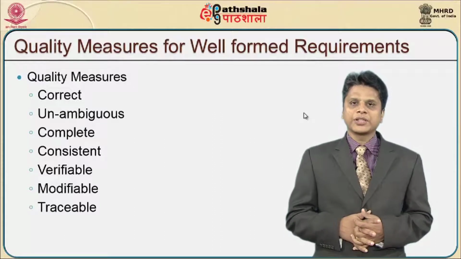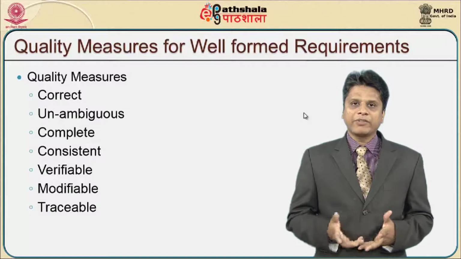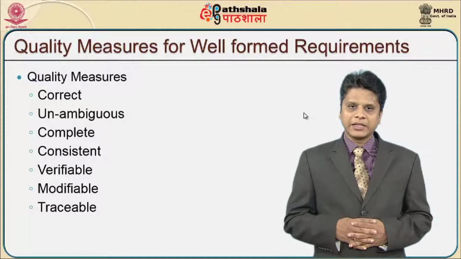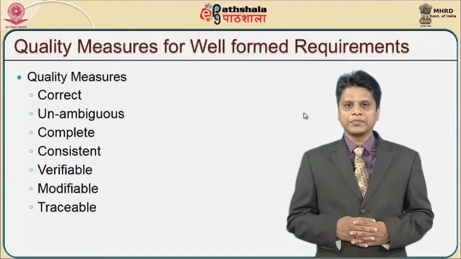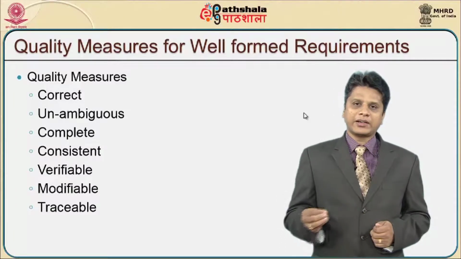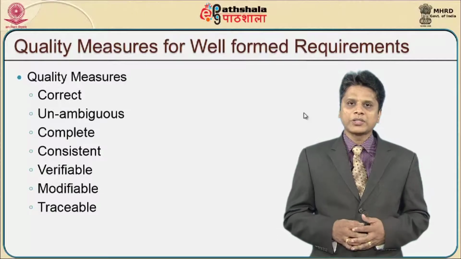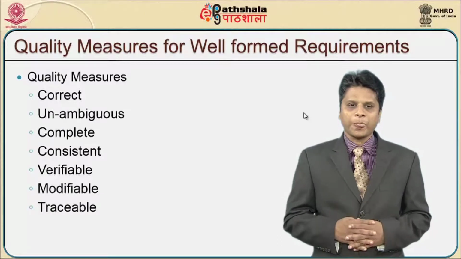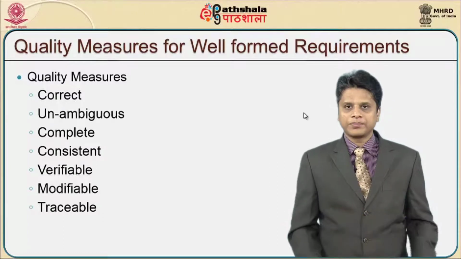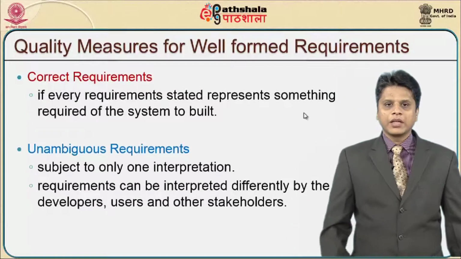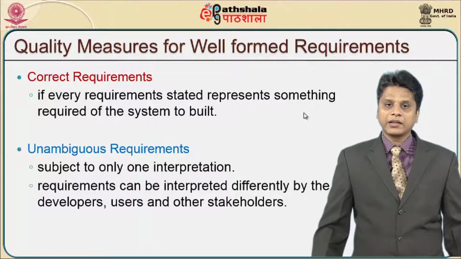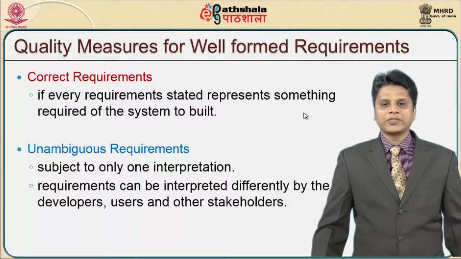Some of the quality measures include whether the product that we have developed is correct, unambiguous, complete, consistent, verifiable, modifiable, traceable. If you look at the first 4 points, they majorly relate to almost the same factor, whether the product that I am trying to build is right for this particular scenario or not. But each and every point that we are talking about in this quality is of a different understanding. When we try to understand correct requirements, it exactly means that the requirements stated represent something required of the system to build.